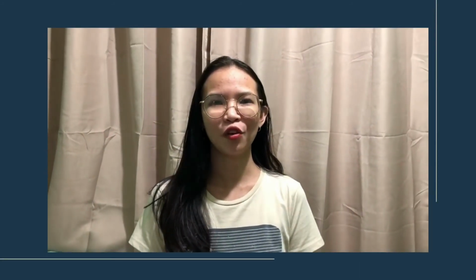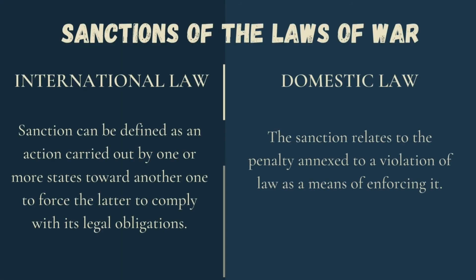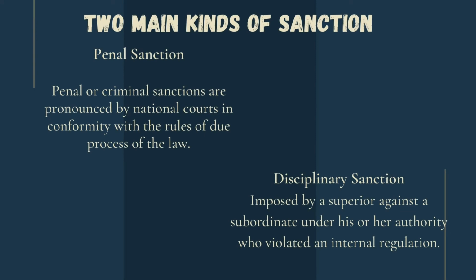Sanctions of the laws of war. In international law, sanction can be defined as an action carried out by one or more states towards another one to force the latter to comply with its legal obligations. In domestic law, sanction relates to the penalty annexed to a violation of a law as a means of enforcing it. The two main kinds of punishments are penal sanction and disciplinary sanction.